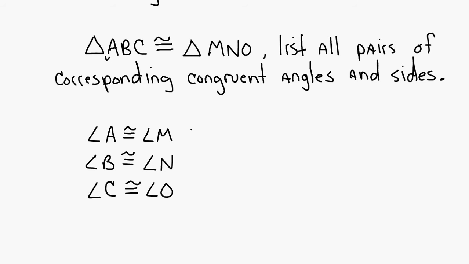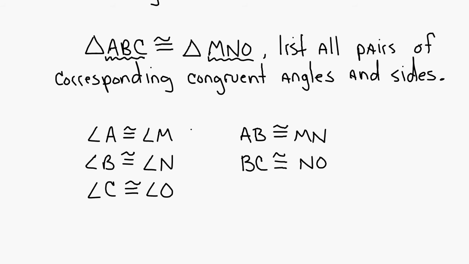The order of the letters in the description determines which vertices and sides and angles are congruent in the second description. So side AB in the first triangle is going to be congruent to which side in the second triangle? MN. And side BC is congruent to NO. And side AC is congruent to MO.